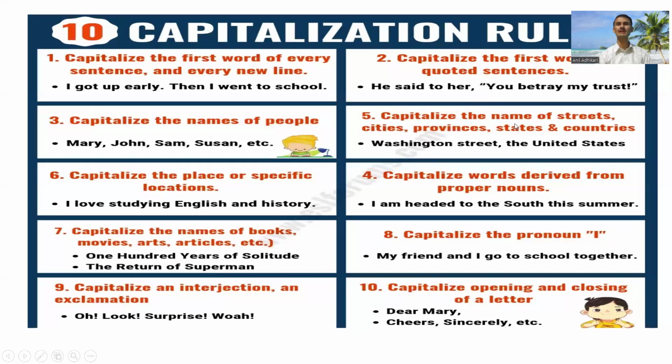Okay. Now, similarly, capitalize the names of streets, cities, provinces, states, and countries. Washington Street, Gandaki province, then Kosi province. So many provinces are in our country as well. Don't forget to write down capital letters for cities, streets, countries, etc. And now capitalize the place or specific location, names of books, movies, arts, articles, etc. Pronoun I, I already mentioned to you. Okay, now capitalize an interjection and exclamation. Oh, look, surprise, oh, etc.